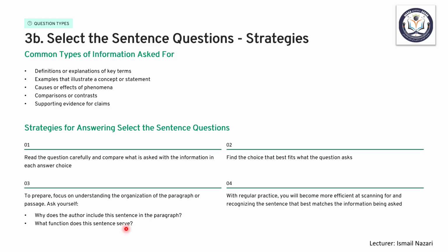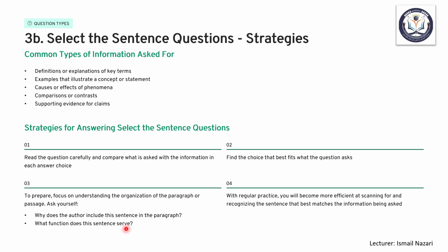Then, after reading, we need to find out what type of information is asked. After finding the type of information, simply compare the information which is asked with the options that are given, with the 4 sentences that are inside the passage. Compare that. Choose the one that best fits with what the question is asking.